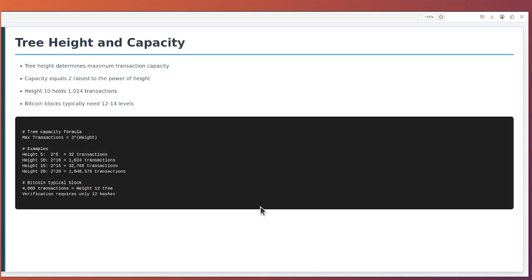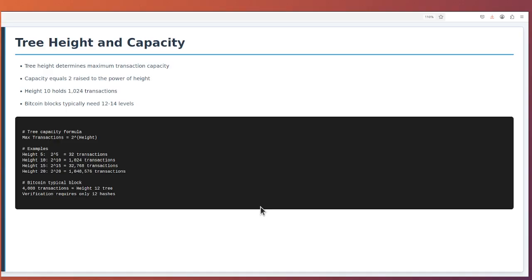Understanding tree height and capacity. Let's talk about how Merkle trees scale with the number of transactions. The height of the tree refers to how many levels of hashing occur above the leaf level. With 4 transactions, you get 2 levels of combining. First, the 4 leaves pair into 2 hashes, then those 2 pair into the root. With 8 transactions, you get 3 levels.